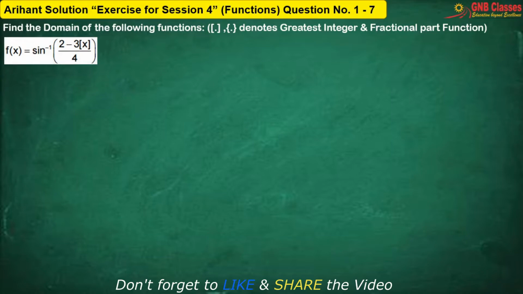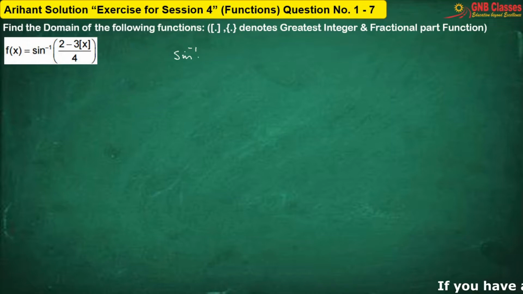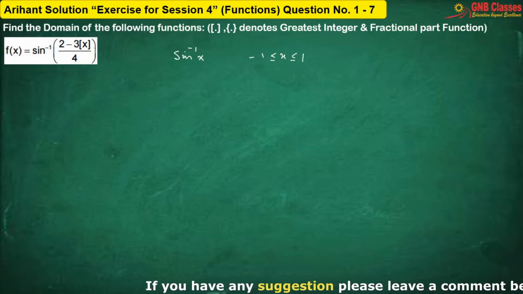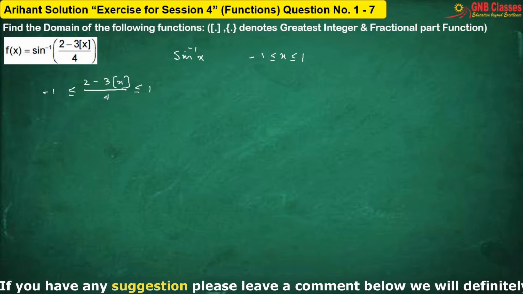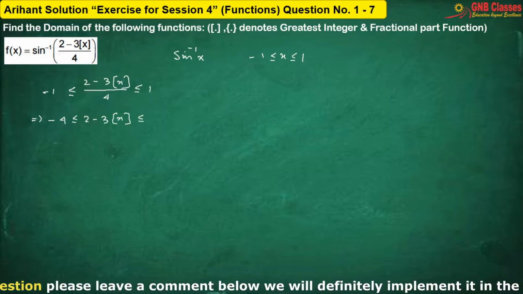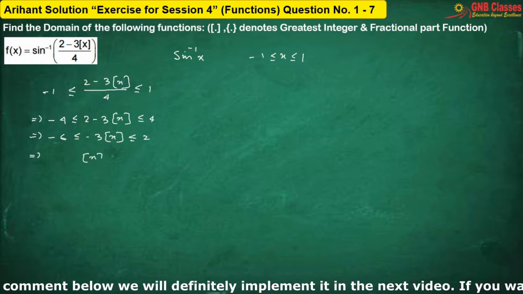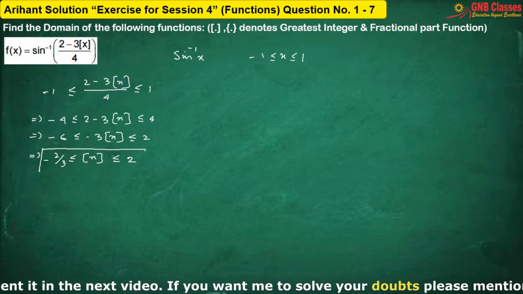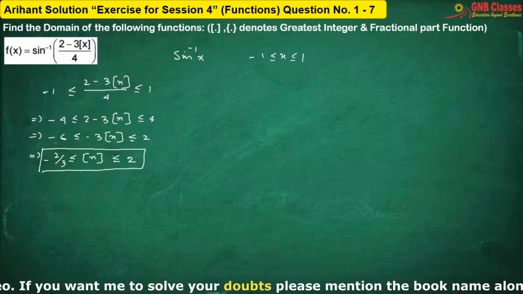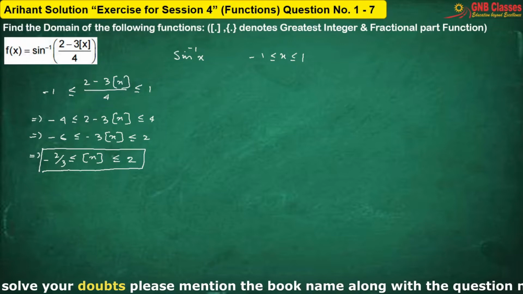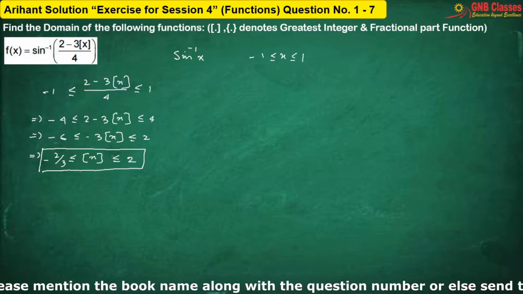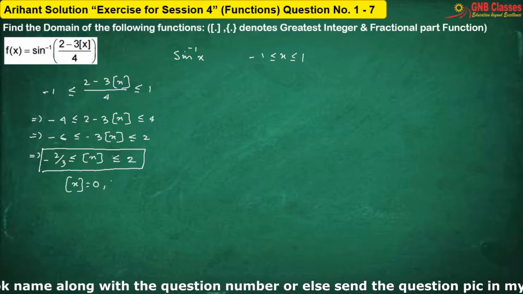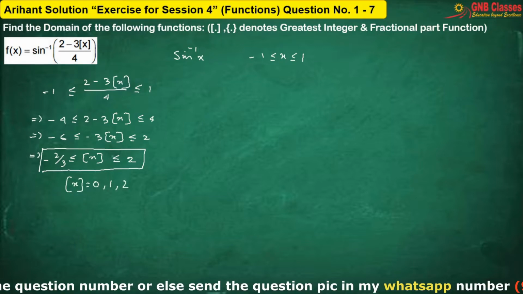In this function, if we want to define it, for sine inverse x, we all know that x always lies between -1 and 1. Therefore, from here we are getting, is it clear? So box x is lying between -2/3 and 2. Now as box x is an integer, between these values the integers that we are getting are 0, 1 and 2. Is it clear?